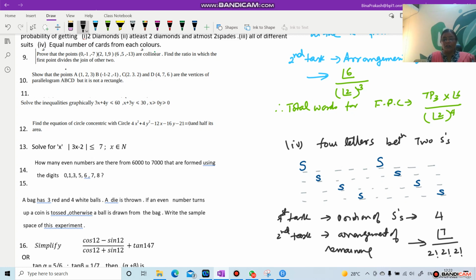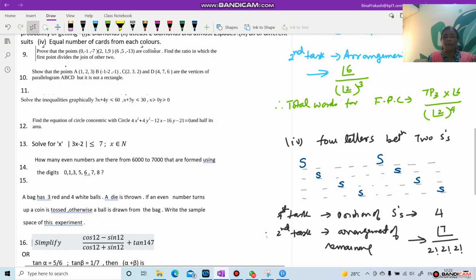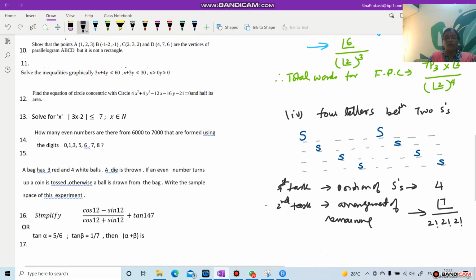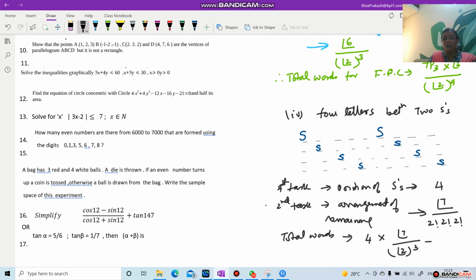Therefore the total number of words formed is 4 multiplied by 7 factorial upon 2 factorial to the index 3. Now here you find that a simplification is possible. The 2 factorials, 2 times, will get cancelled with it. So the final answer will be 7 factorial upon 2 factorial. So that's how we leave the answer. Thank you.